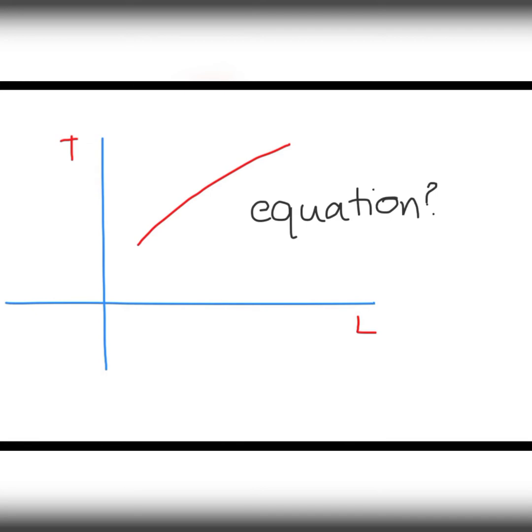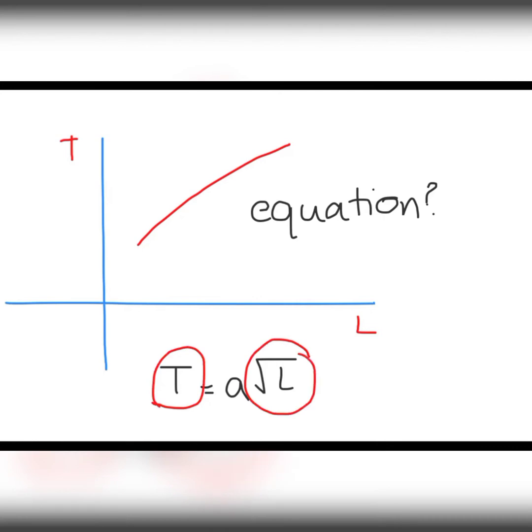So if I am told that the rule connecting the variables T and L is believed to be T equals A into under root L, I've been told that this is the relationship. This might be the equation of the curve. So what should I do? I need to draw the graph of T against under root L now.